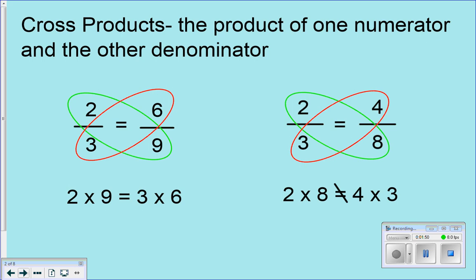And we're going to use cross products to figure out a missing number today in that proportion. So one of those numbers is going to be missing, and it's our job to figure out what that missing number is. Something is going to be missing today in your proportion. Your job is to find that number.